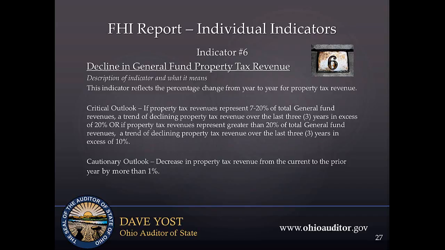For indicator 6, the critical outlook results if the property tax revenues represent a material 7 to 20% of total general fund revenues, and a trend of declining property tax revenue over the last 3 years in excess of 20%. Or if property tax revenues represent greater than 20% of total general fund revenues, a trend of declining property tax revenue over the last 3 years in excess of 10%. The cautionary outlook for indicator 6 signals a decrease in property tax revenue from the current to the prior year by more than 1%.